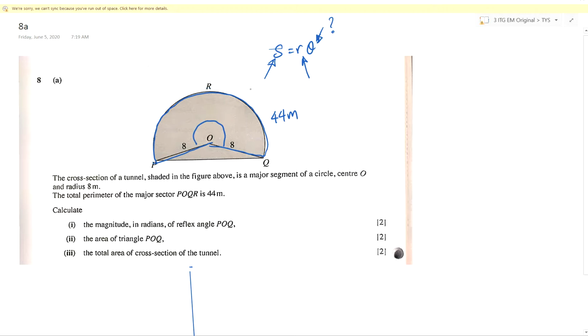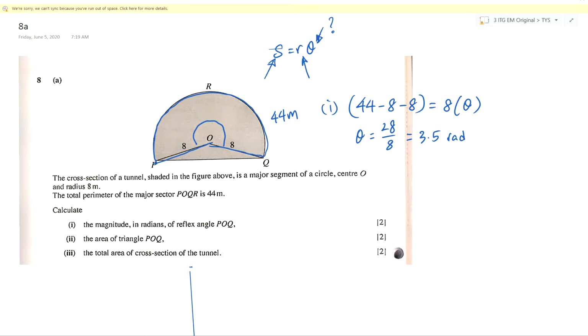So let's do the substitution for part 1. 44 minus 8 minus 8, that is our arc length, equals 8 times theta, which is the required angle. Theta is therefore 28 over 8 in radians. Simplify it to become 3.5 radians. Part 1 is done. So part 2, find the area of the triangle POQ.